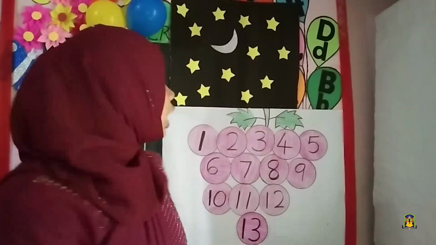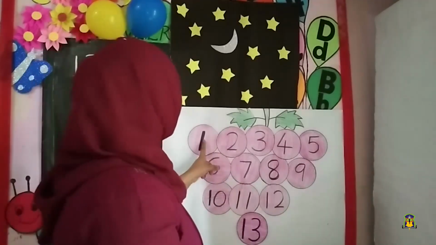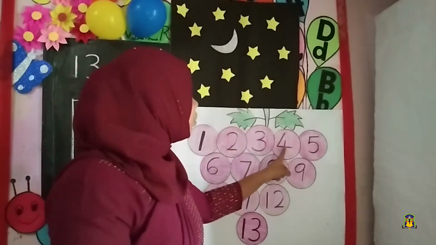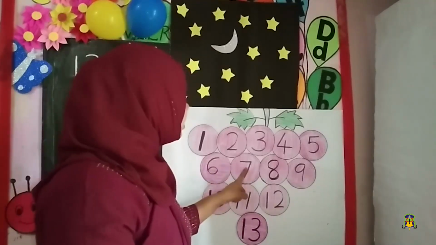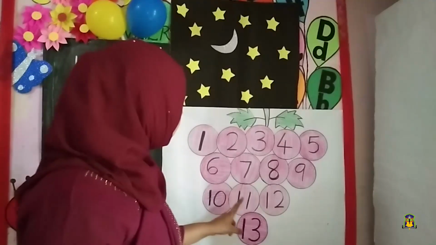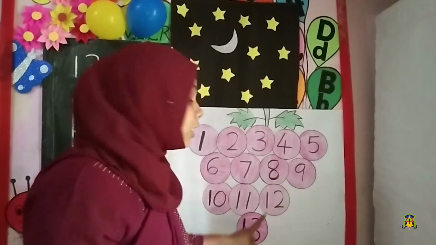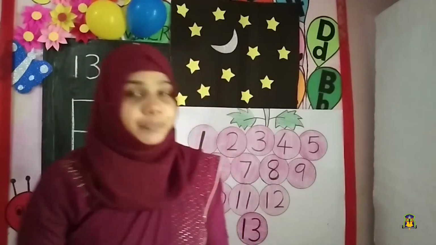Now let's count how many grapes are there. 1, 2, 3, 4, 5, 6, 7, 8, 9, 10, 11, 12, 13. 12 plus 1 gives you 13.